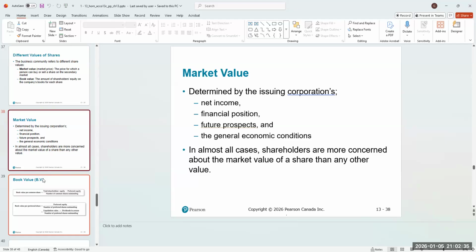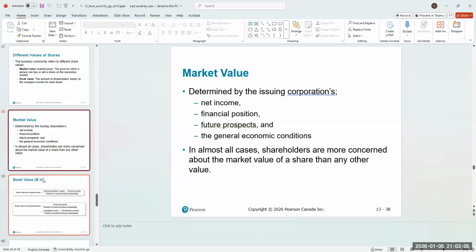And we're going to have some general economic conditions which are related to the market, to the environment, to technology, to so many things. If you want, the US tariff. That's going to determine the market value. If the company is heavily hit by the US tariff, the market value is going to start going down. But in almost all cases, shareholders are more concerned about the market value rather than any other value of the shares.